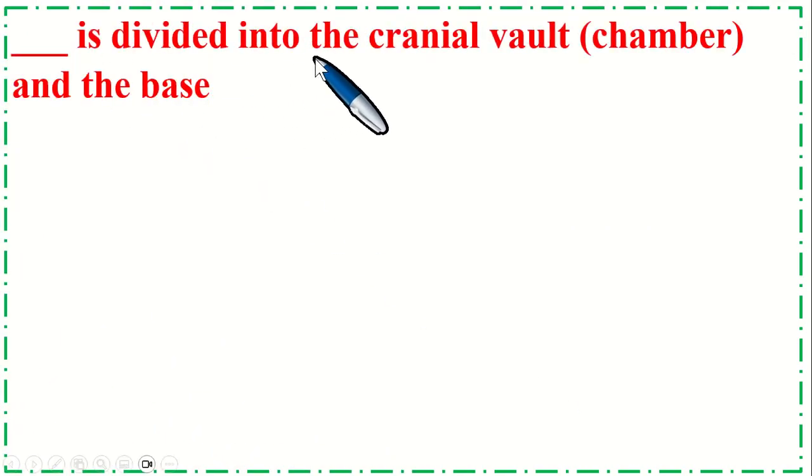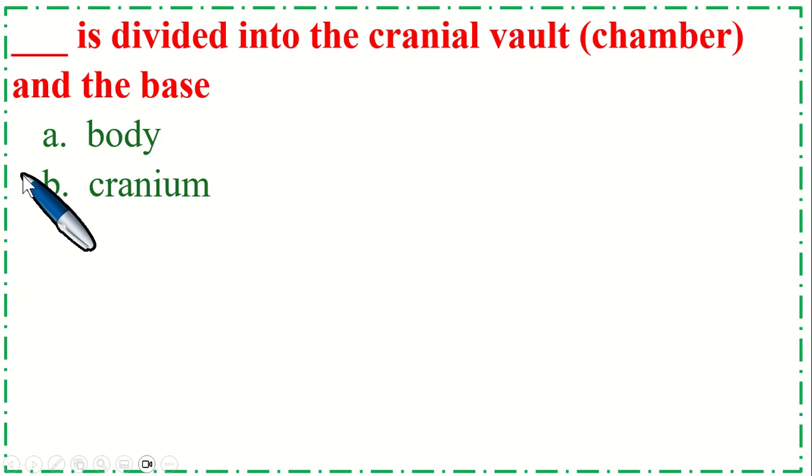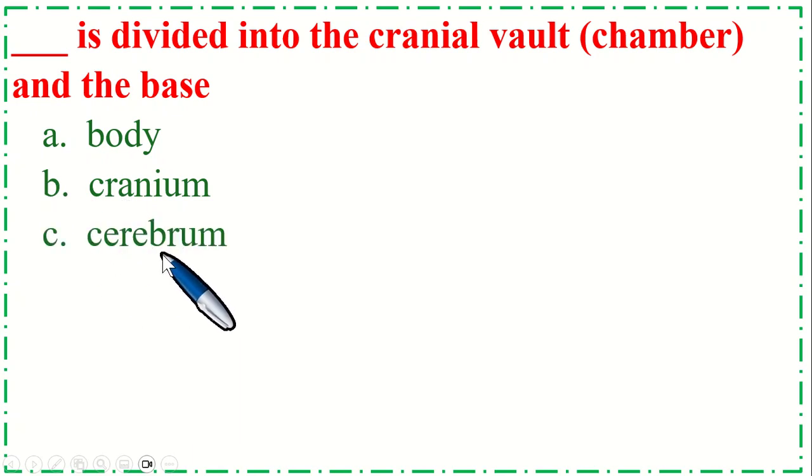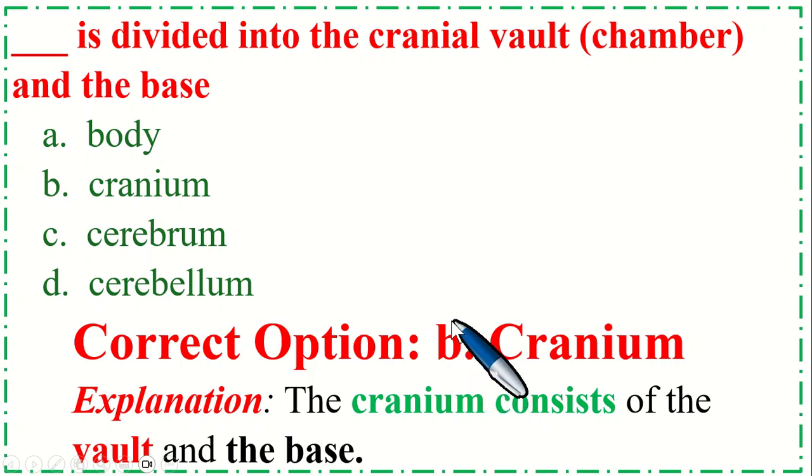Dash is divided into the cranial vault, chamber and the base. Option A, body; B, cranium; C, cerebrum; and option D, cerebellum. So the correct option is B, cranium. The cranium consists of vault and base.